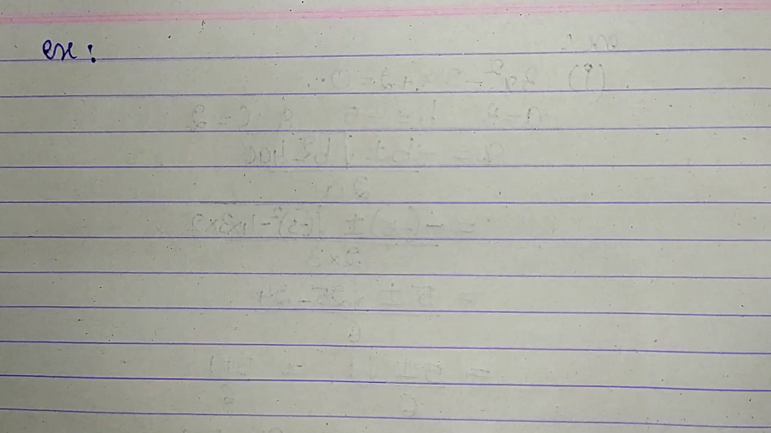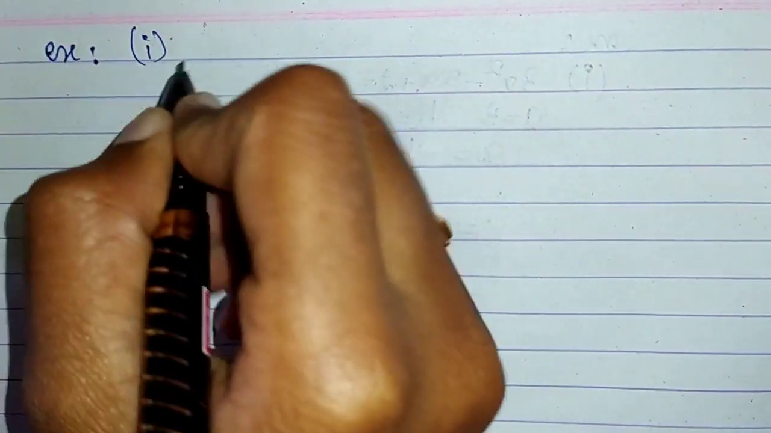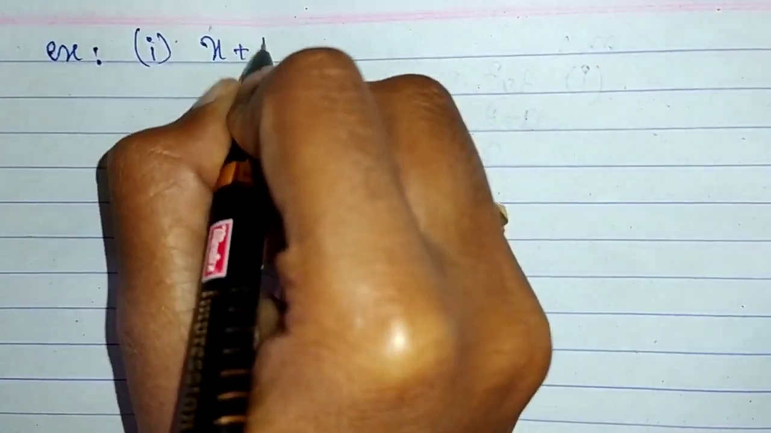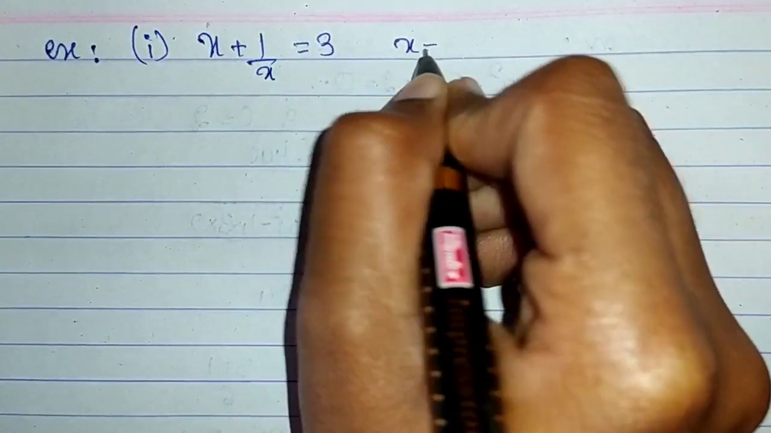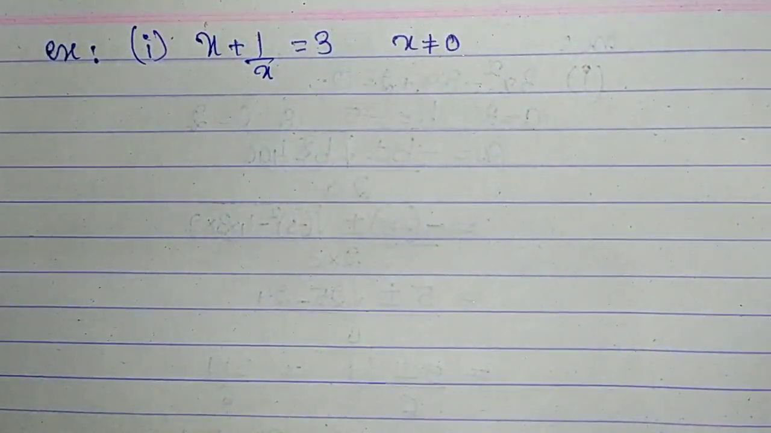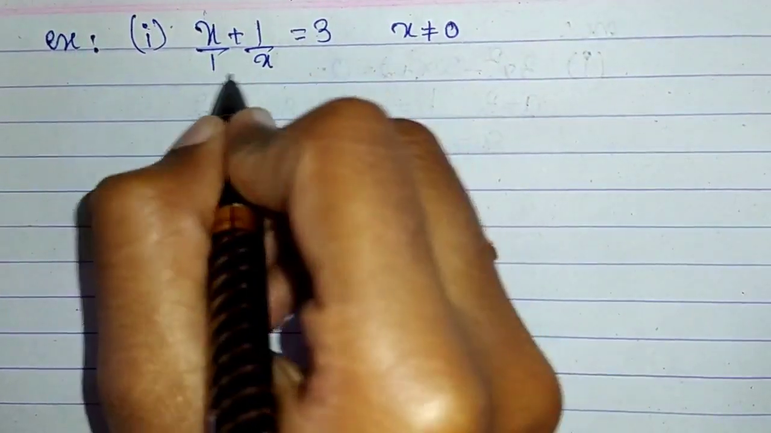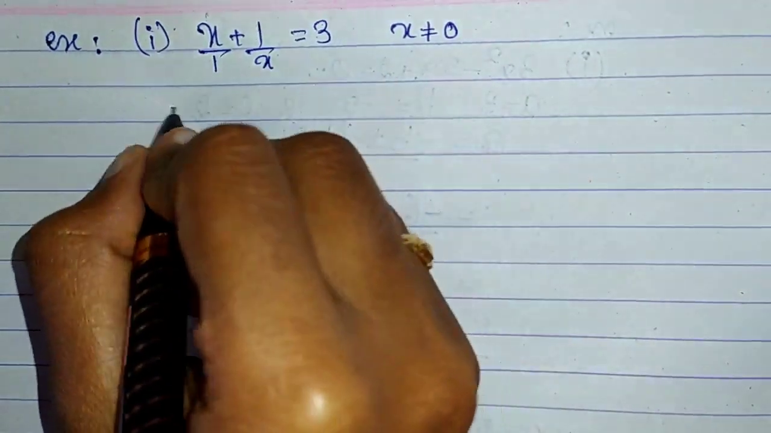Example 14 from the textbook. Find the roots of the following equation, in which the first sub question is x plus 1 by x is equal to 3, where x is not equal to 0. First, let us convert this expression into our quadratic equation. So here denominators are 1 and x, so the LCM is x.